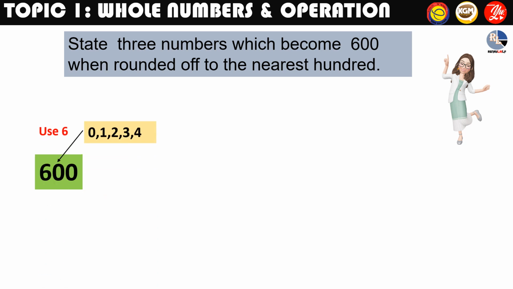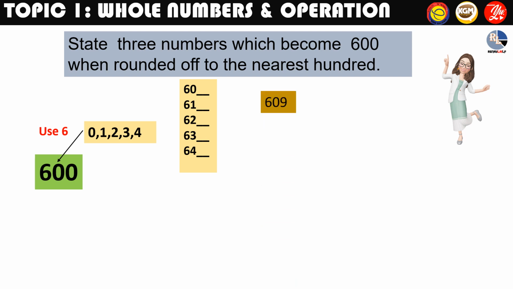Look at the second digit. The second digit is 0. So we are supposed to look at the second digit. If it's 0, 1, 2, 3, 4, we will use back the first digit as 6. So actually we can give any numbers that start with 60, 61, 62, 63, 64.